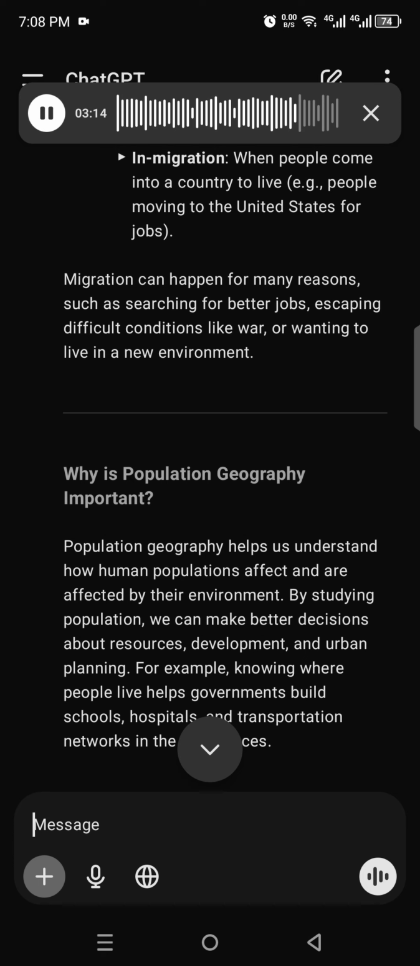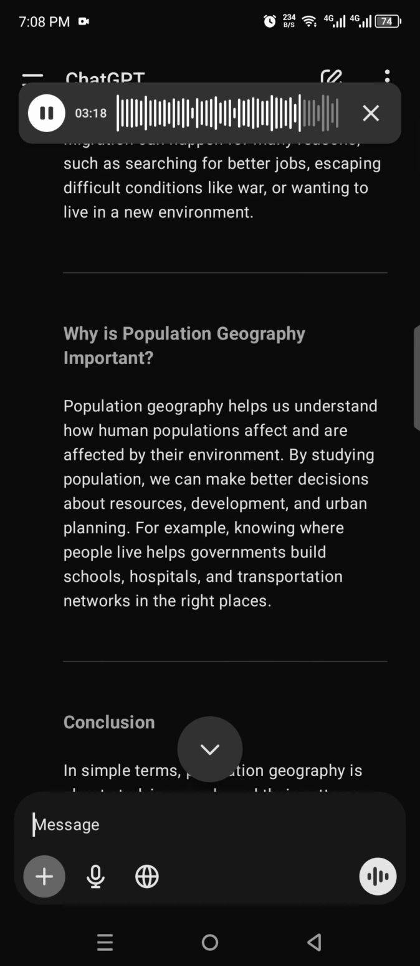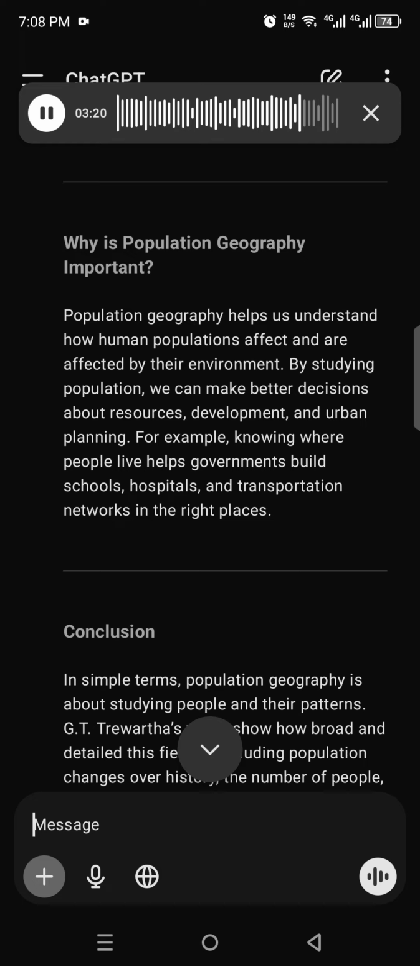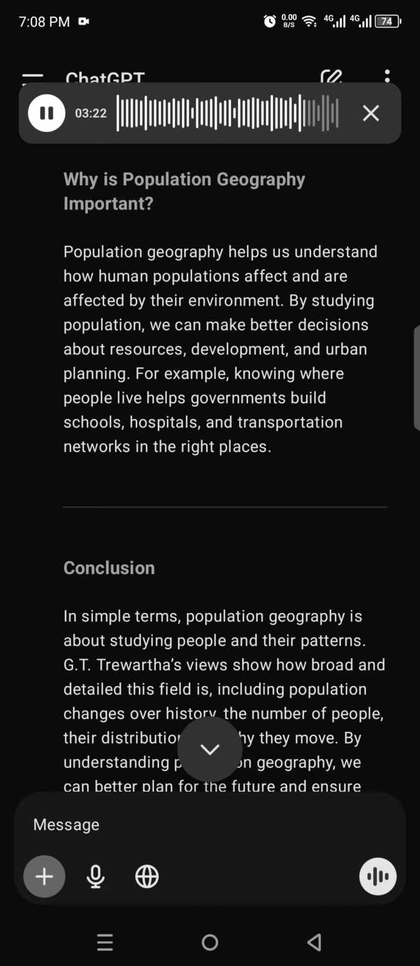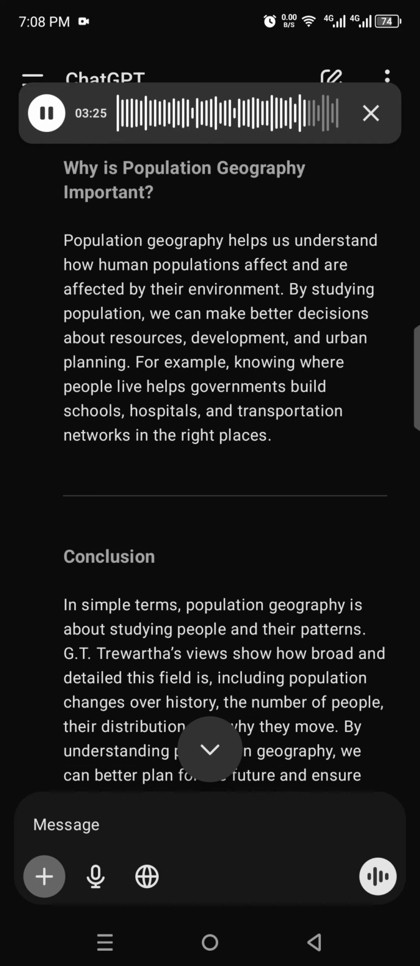Why is population geography important? Population geography helps us understand how human populations affect and are affected by their environment. By studying population, we can make better decisions about resources, development, and urban planning. For example, knowing where people live helps governments build schools, hospitals, and transportation networks in the right places.